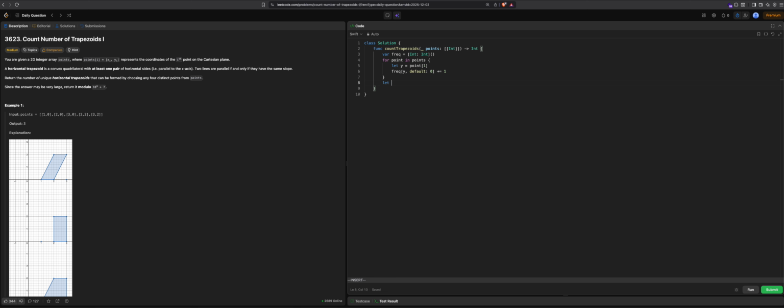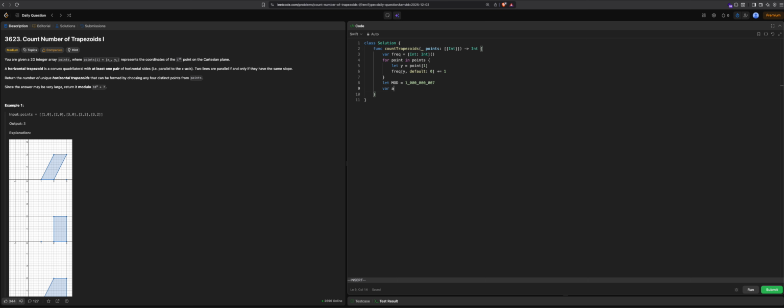And next, let's create the variable called mod. I just want to save the performance instead of multiplying and adding 10 to the power 9 plus 7. Let's create it like this: 1 2 3 and this is 7. So that is the mod given here for the modulo.